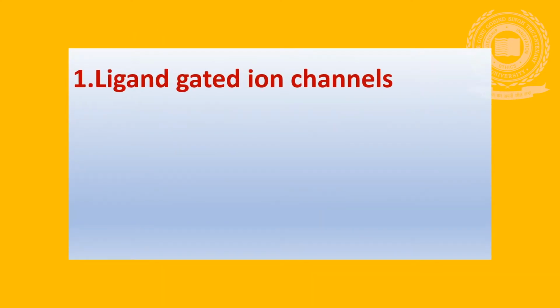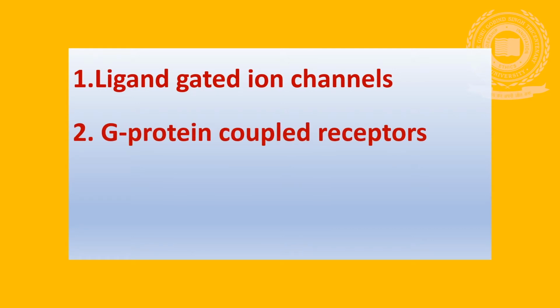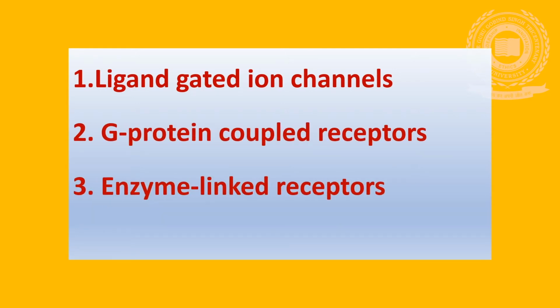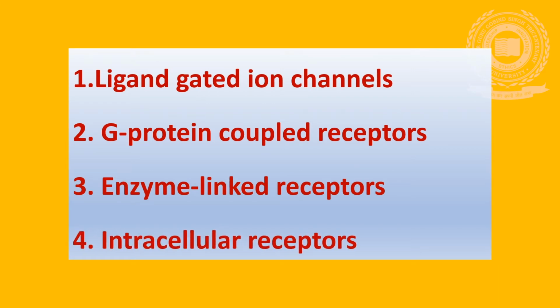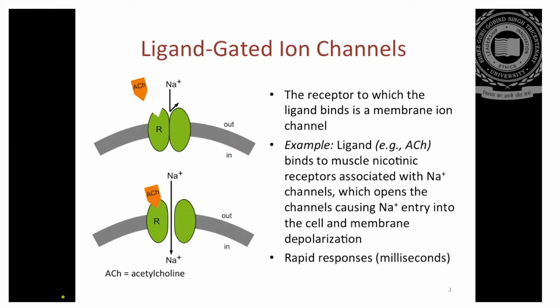In the introduction to drug receptor families, I will be covering briefly the four main types of receptors, which are ligand-gated ion channels, G-protein coupled receptors, enzyme-linked receptors, and intracellular receptors. Let us begin by first looking at ligand-gated ion channels.